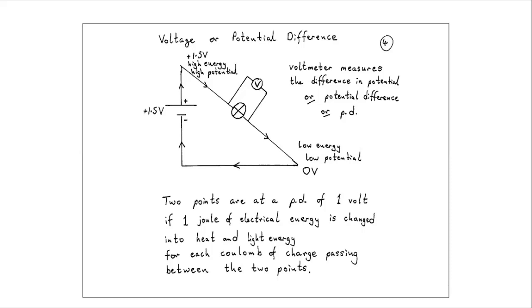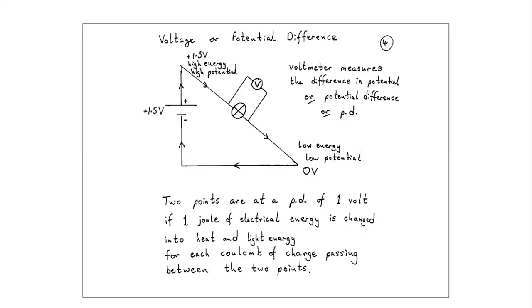At the top of the slope, the electrons have high energy, and another word for energy is potential. High energy, high potential. And we'd say that potential was plus 1.5 volts. As the electrons pass through the lamp, on the other side, at the bottom of the slope, or in fact just after the lamp, the electrons have a low energy or a low potential. So that's 0 volts. And is there a difference in potential across the lamp? Yes, there is. And the voltmeter measures the difference in potential, or potential difference, or PD.